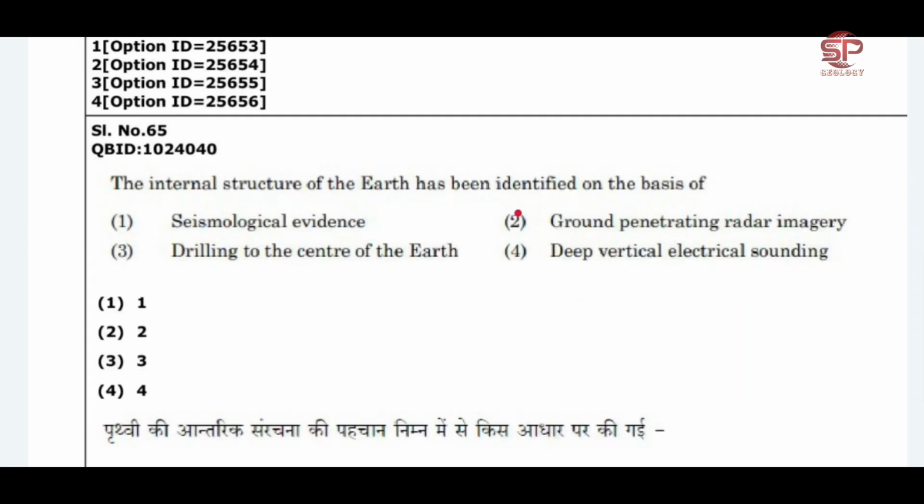The internal structure of Earth has been identified on the basis of what? So the internal structure of the Earth is calculated on the basis of indirect evidence. We always use seismological evidence. So seismic waves are used to collect the data of the interior of the Earth.